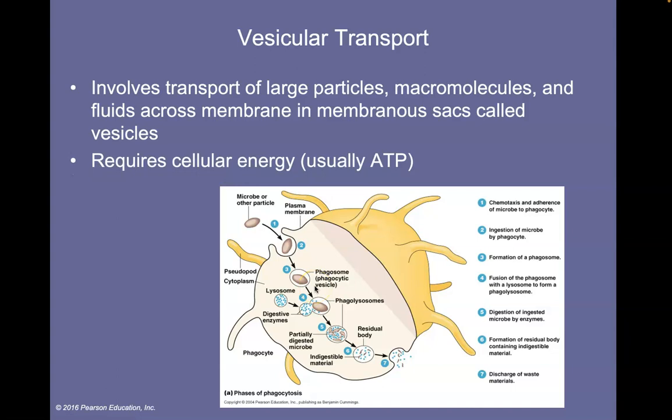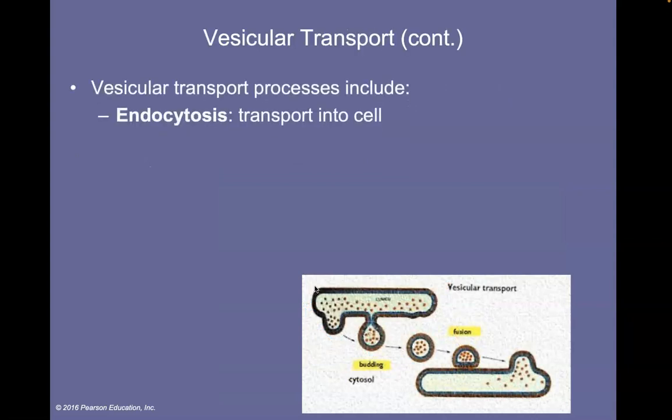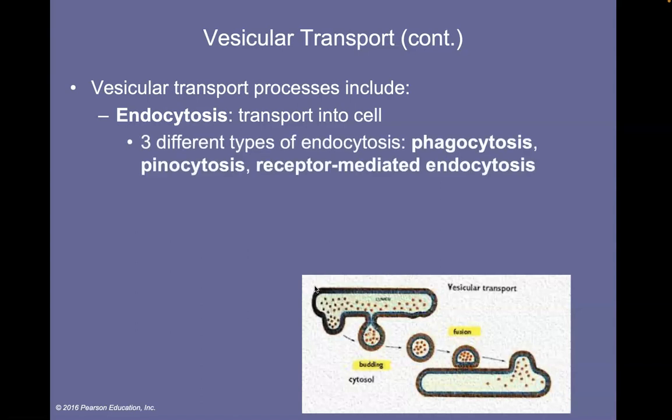And so this usually requires some ATP for this process, okay? So vesicular transport processes are going to include endocytosis, which is transporting things into the cell, and exocytosis, which is transporting things out of the cell. So the easy way to remember this is endo, in, transport into the cell, and then exo, exiting the cell. You're transporting things out of or exiting the cell, okay? So think of endo, in, and exo, exit, transport out of the cell, if that helps you out at all.